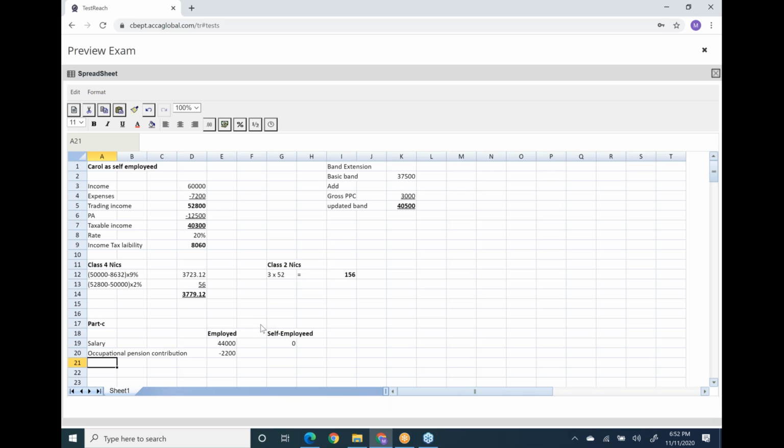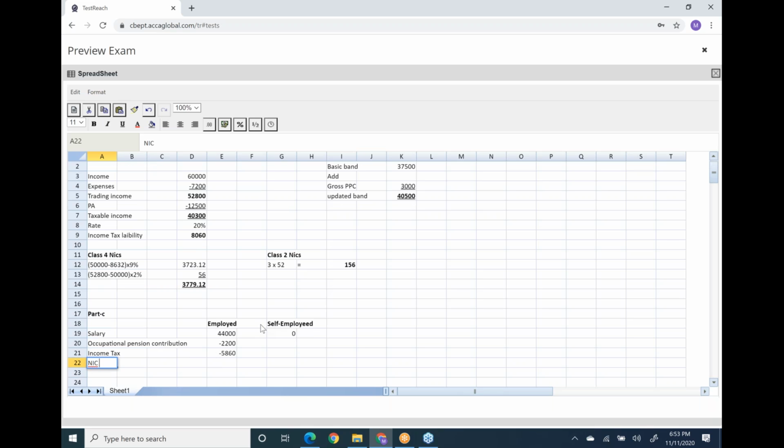Then you have to pay income tax, which we calculated as 5860. Then you have to pay class 1 employee NIC. I think it was 4244. Okay, so these are all the cash flows if you are an employee.